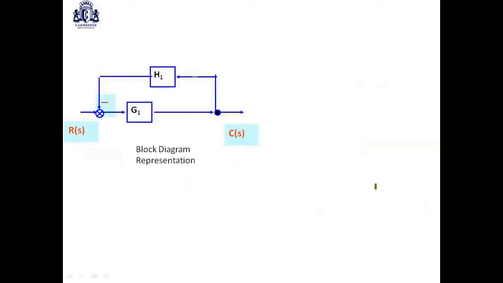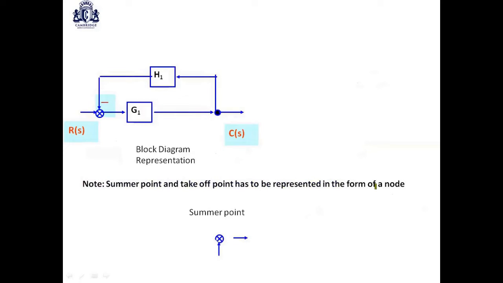Apart from input and output, the summing point and the takeoff point have to be represented in the form of a node for a given block diagram. So with respect to this block diagram, once after identifying the summing point and takeoff point, we have to number and represent these points so that it will be helpful for the transformation to a signal flow graph.